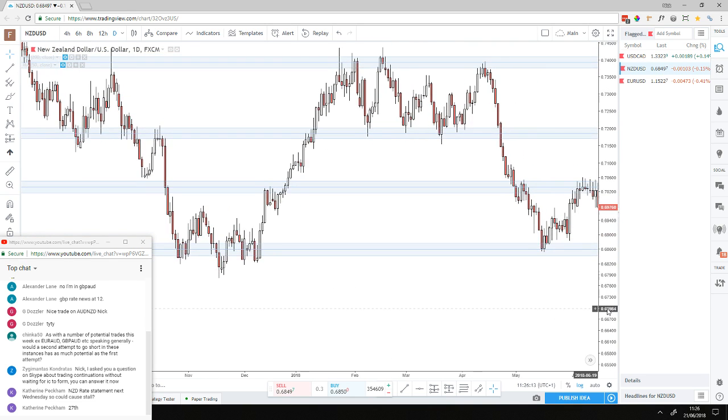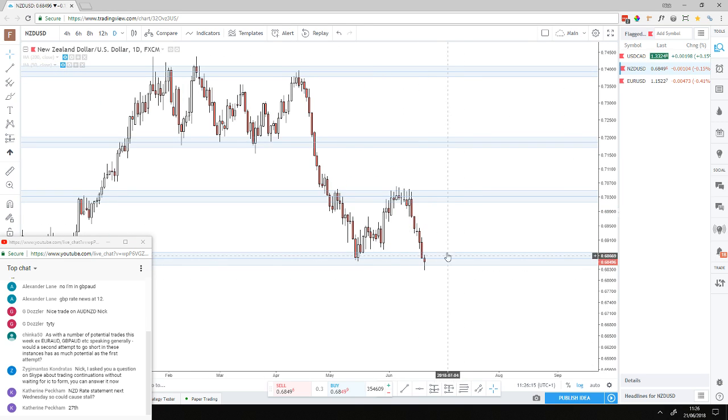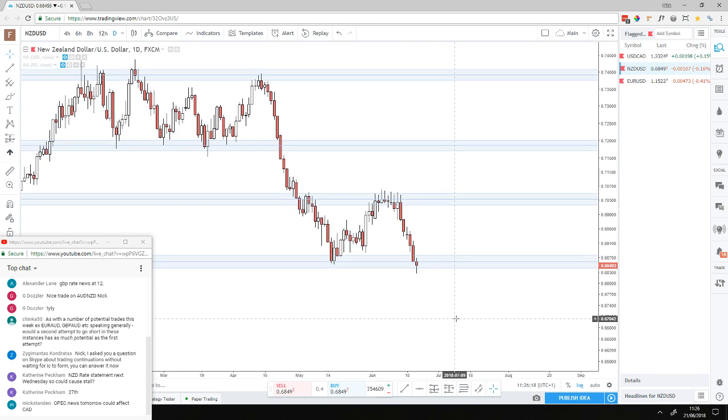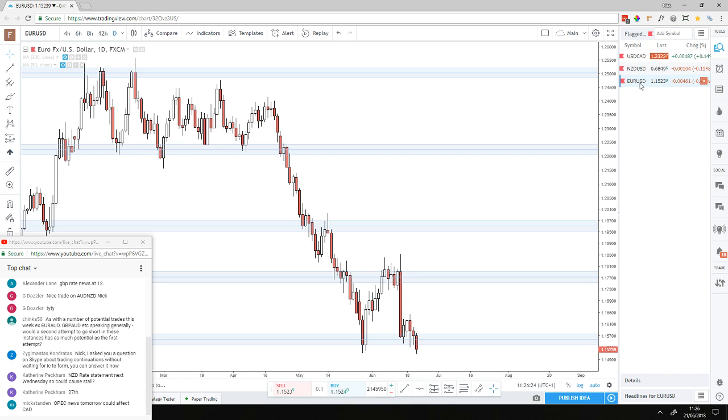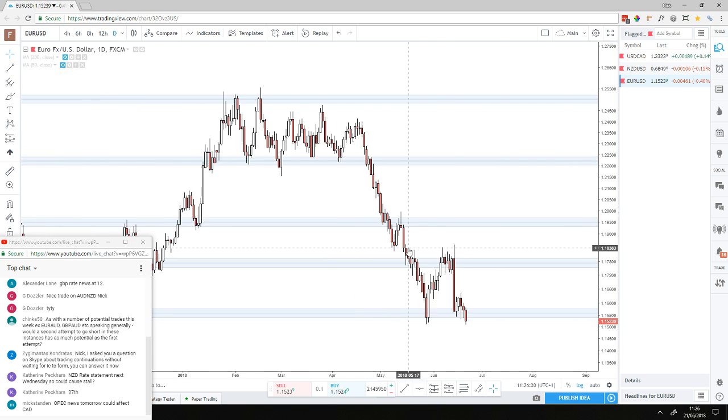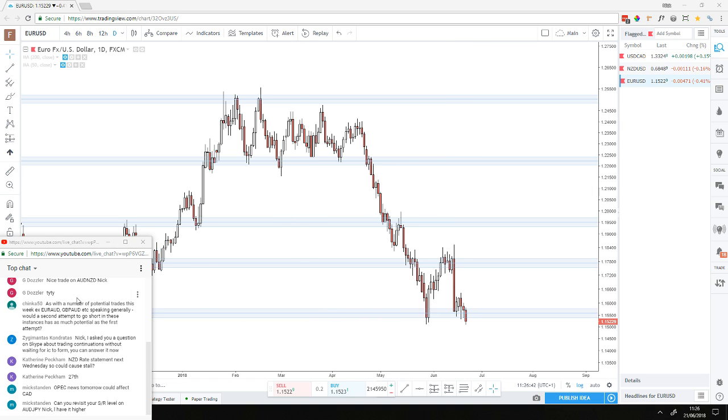I'm very interested in this setup. So let's keep a close eye on this one, guys. Yeah, OPEC news could affect CAD, but as always, I tend to just trade for news these days, so it doesn't really matter that much to me. Euro USD, I'm looking for a short continuation, so I want to see how this one plays out.